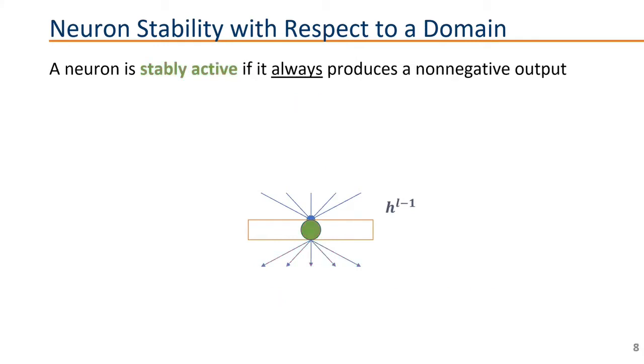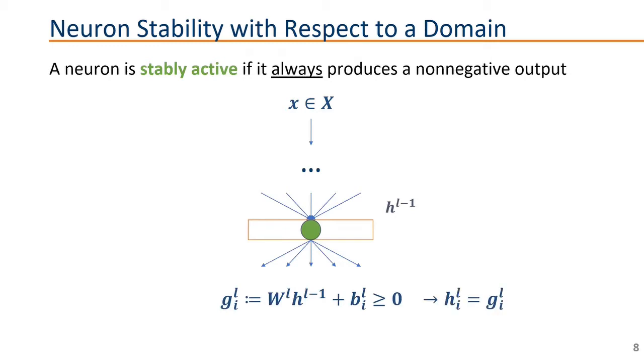Now, a neuron may also be stably active if it always produces a non-negative output. So let's say for any relevant input that we can think of, as we send it through the neural network, we're going to get a pre-activation output before the nonlinear function, the max of 0 and this value here, which is always going to be greater than or equal to 0. And as a consequence, the output of the neuron is going to be equal to the pre-activation output. So we're never outputting a 0 unless the pre-activation output was also 0.